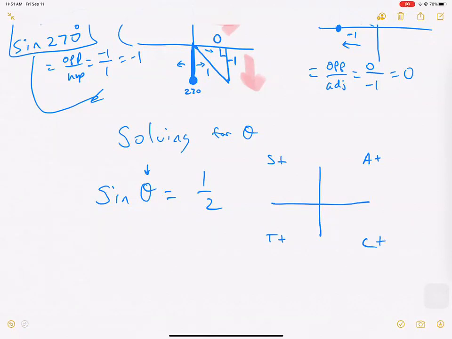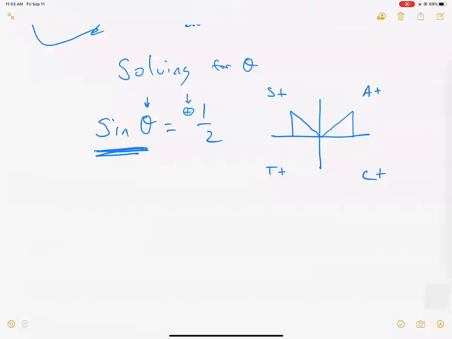Now, my question here, sine of theta is 1/2, is this positive or negative? That's positive. So we're going to be in quadrant 1 and also in quadrant 2. We have 2 possibilities now. Now, we're going to do some detective work. Okay, first, we realize sine is positive, so we can have 2 possibilities.